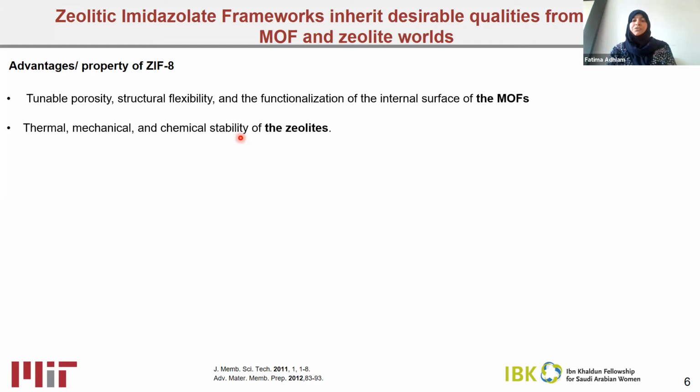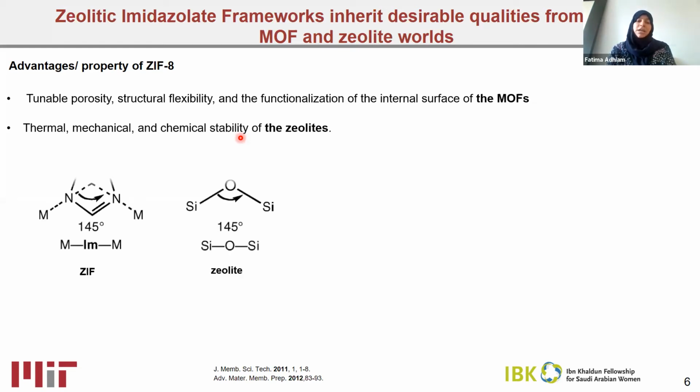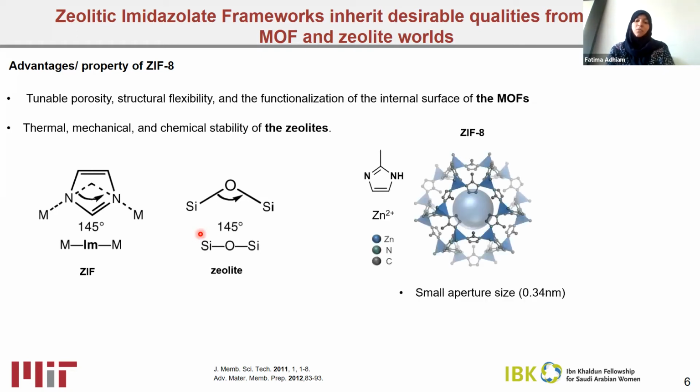These materials possess interesting properties owing to their structure. The basic repeated unit of zeolite material, silicon-oxygen-silicon, is represented in ZIF material with a transition metal in place of the silicon atom and imidazole in place of the bridging oxygen atom. Also, the angle made by transition metal, imidazole, transition metal is similar to that in zeolite material. ZIF-8 has a sodalite structure with a small aperture size of 0.34 nanometer and a large cage of 1.16 nanometer.